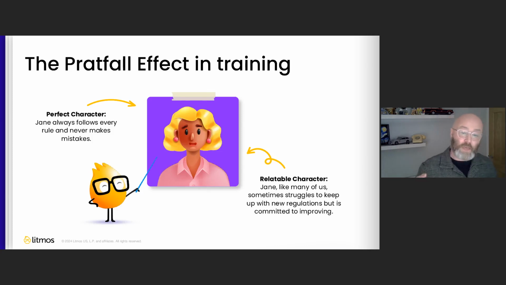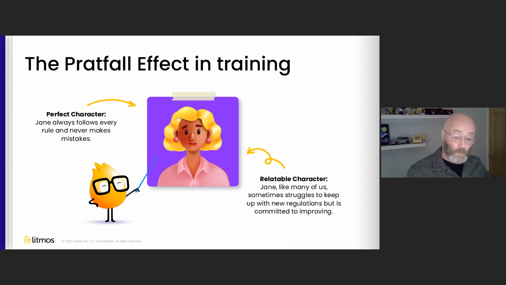So if Sarah was really competent and didn't get into that situation, we probably wouldn't relate to her very well. And there's such a thing as the pratfall effect in training. Look this up, the pratfall effect's really interesting. It's based on a study which involved a radio quiz with 3 contestants. They were complete stooges, and the audience were asked to rate how much they liked the contestants. And one was rubbish and didn't answer the questions very well.